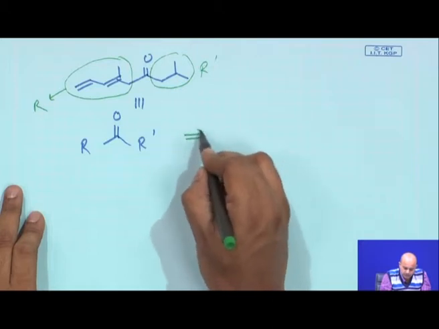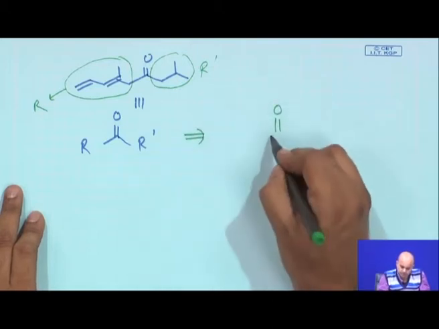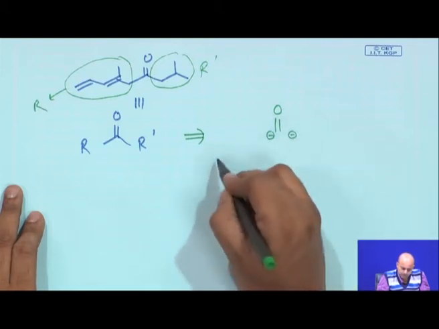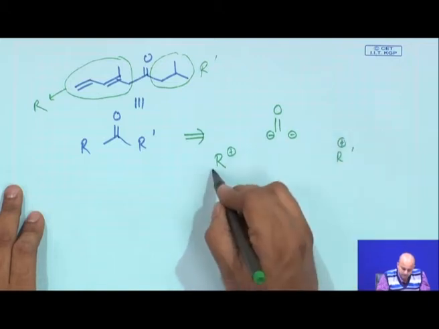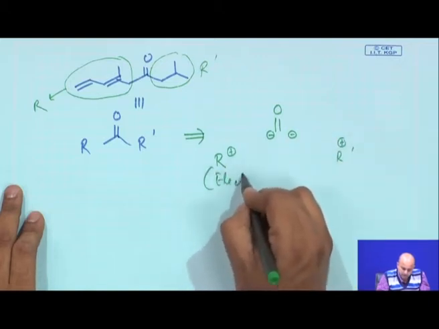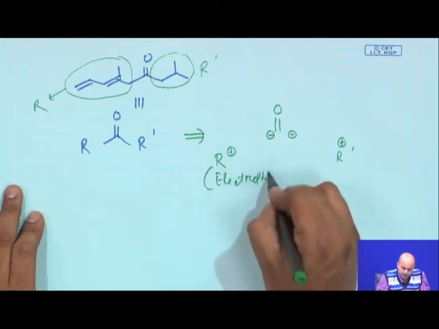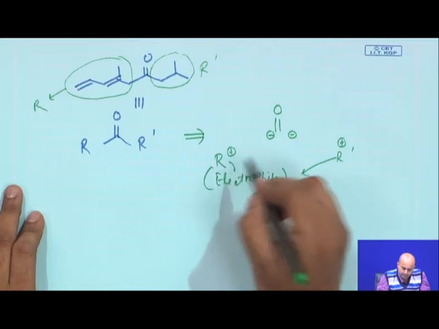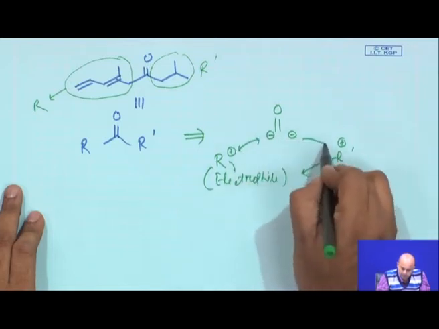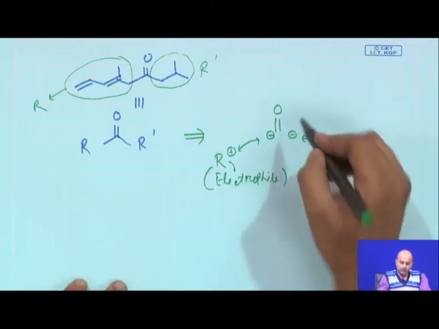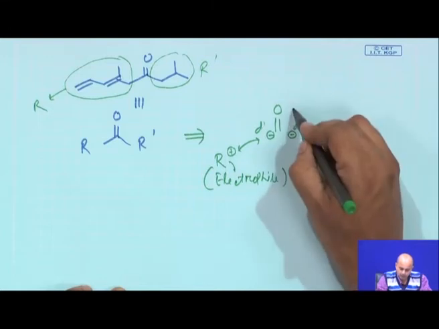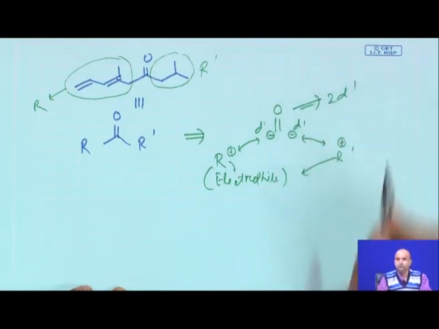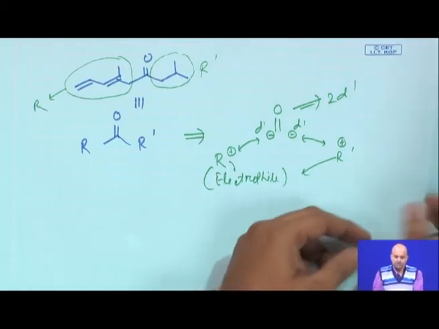This connection now can be based on R plus and R prime plus. So, it is basically an electrophile, both the things are electrophile. So, what you need to do? This is a D1 and this end, D1 at this end. So, altogether this is a 2D1 species. So, now finalize the end game of the synthesis.